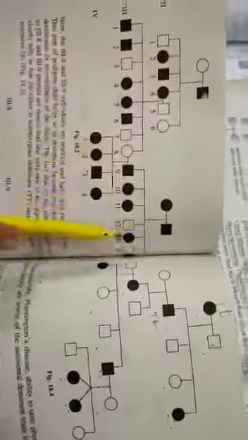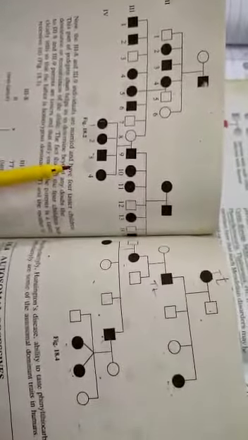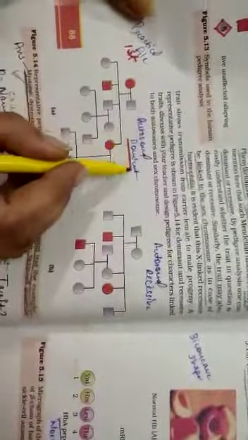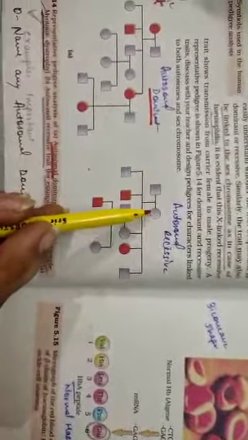One more example. This one, second generation, third generation. If a trait is appearing in all the generations, we will call it a dominant trait. This is in NCERT, this is the example of what? Dominant pedigree.